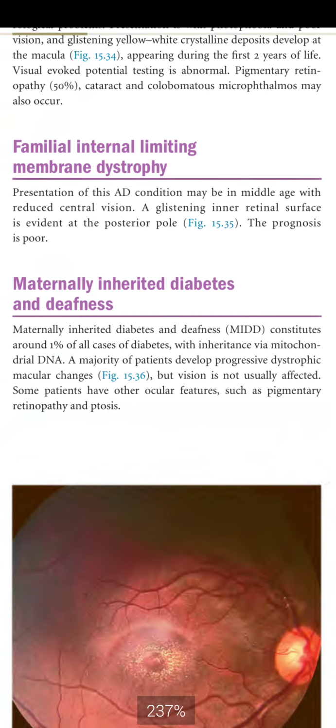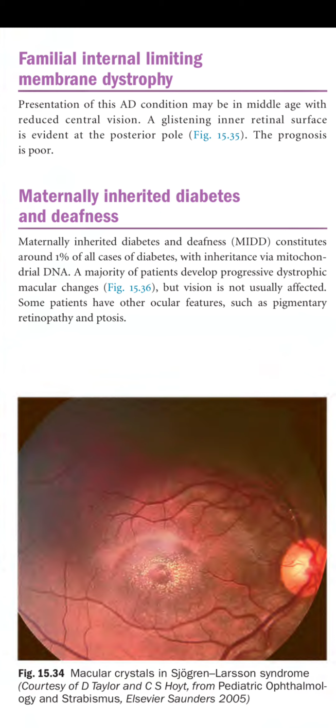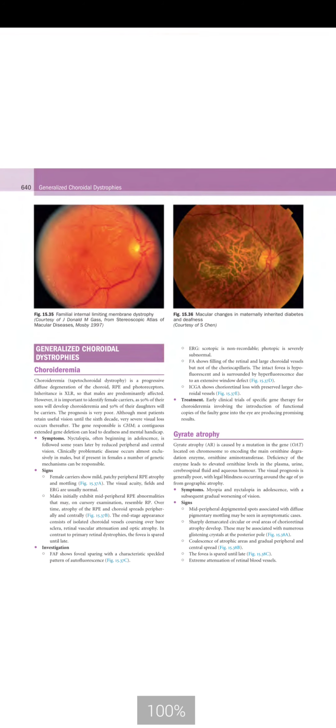Maternally inherited diabetes and deafness, which is MIDD. Maternally inherited diabetes and deafness constitutes 1% of all cases of diabetes, with inheritance via mitochondrial DNA. A majority of the patients develop progressive dystrophic macular changes, but vision is not usually affected. Some patients have other ocular features such as pigmentary retinopathy and ptosis. So these are the macular changes in maternally inherited diabetes.